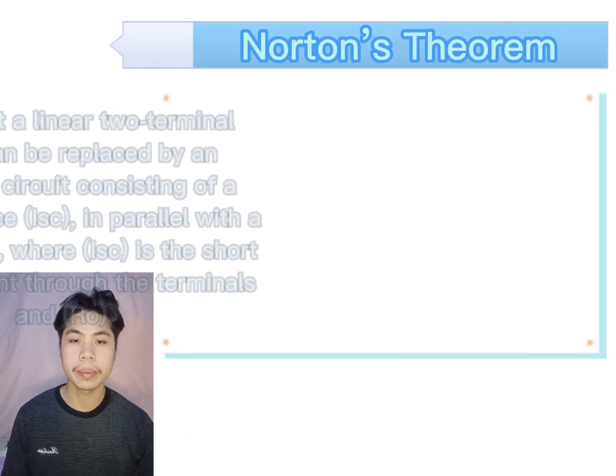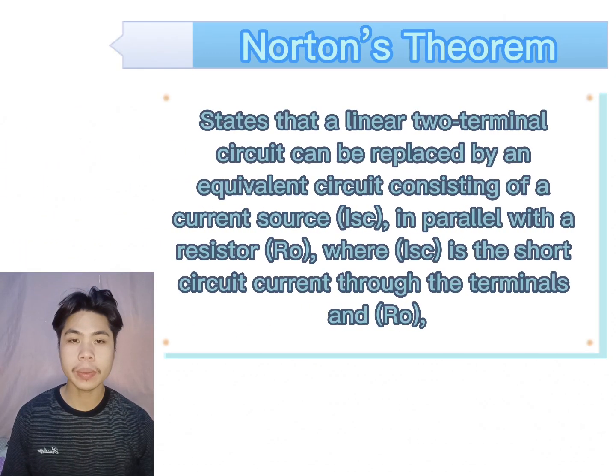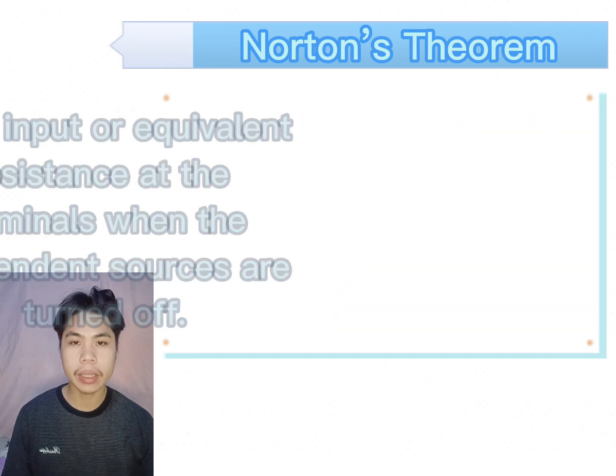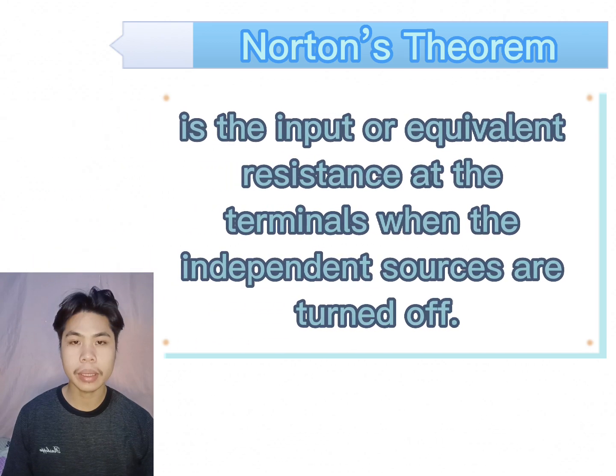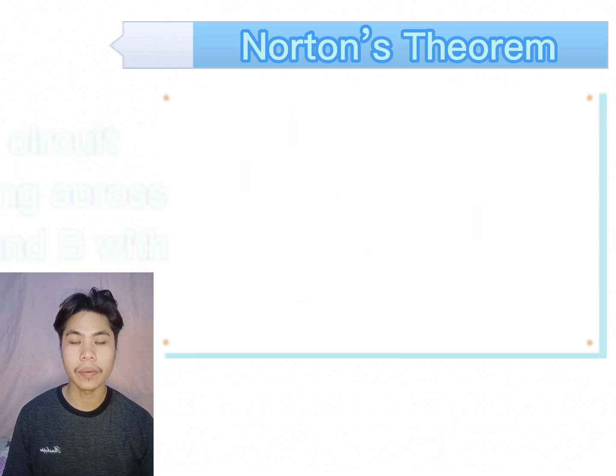Norton's theorem states that a linear two-terminal circuit can be replaced by an equivalent circuit consisting of a current source ISC in parallel with a resistor RO, where ISC is the short circuit current through the terminals and RO is the input or equivalent resistance at the terminals when the independent sources are turned off.